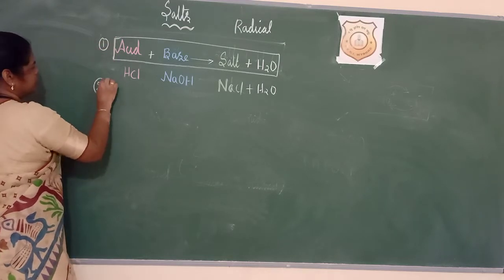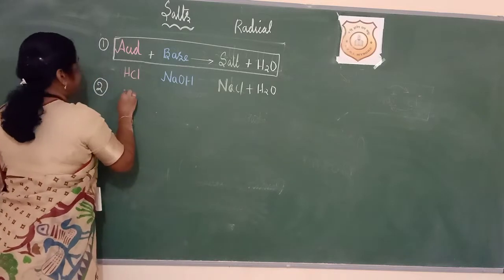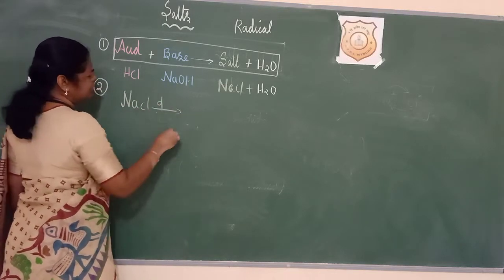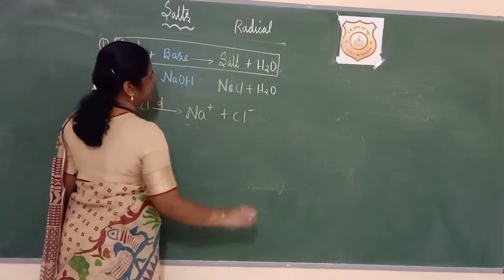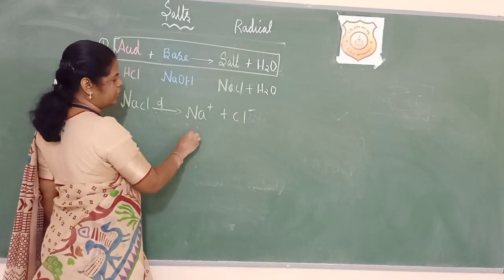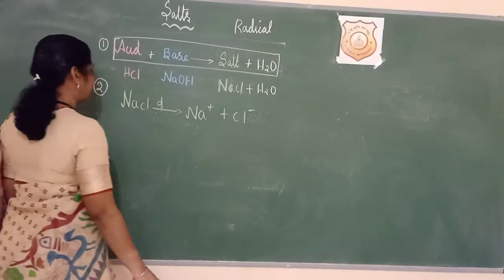The second one we studied is in NaCl, sodium chloride. When it is dissociated, it will give Na+ and Cl-, and I told you that this is the cation and this is the anion. Cation can also be called what? Good. Basic radical, and this is called the acid radical.